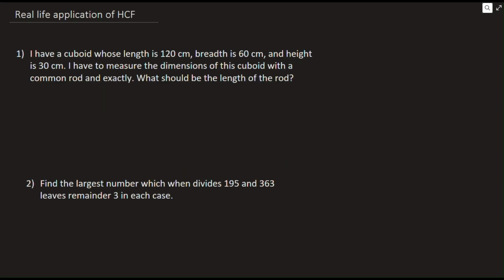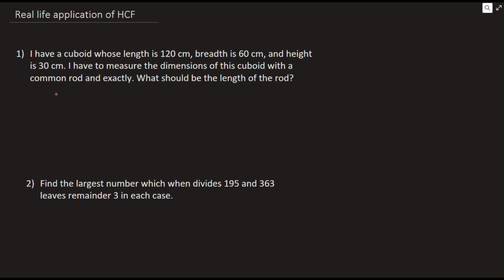Next I go for the sums on the real life applications of HCF. So say first is I have a cuboid of length 120 centimeters, breadth is 60 centimeter, and the height is 30 centimeter. I have to measure the dimensions of this cuboid with a common rod exactly. What should be the length of the rod?